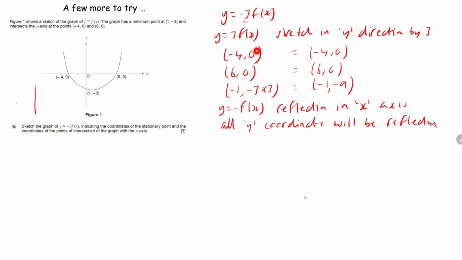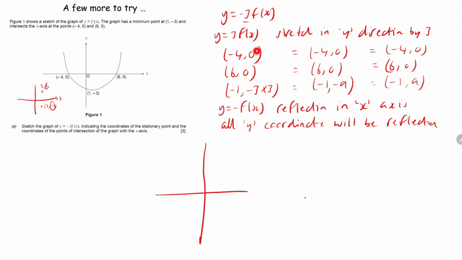So for example, if I had the point 2, 2 again, and I reflected it in the x-axis, that would come down to here, which would be 2, minus 2. This time only the y coordinates are affected. So all these coordinates now, the y coordinates will change sign. So we'll still have minus 4, 0, won't be affected. 6, 0, won't be affected. This new one will be minus 1, 9.